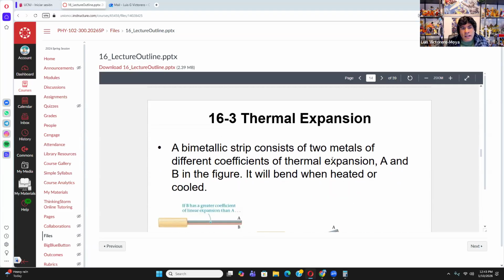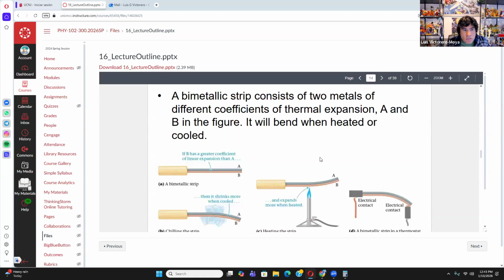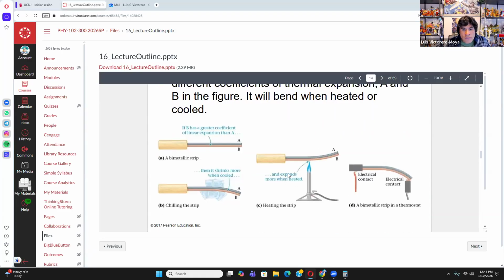So this is used in bimetallic strips, where you have two metals with two different coefficients. Therefore, they have different expansion rates. So you can have an expansion like this. You can have a bimetallic strip where B shrinks more when it's cool. Here, B expands more when heated. That's why it goes like this, or like this when it's cooled.